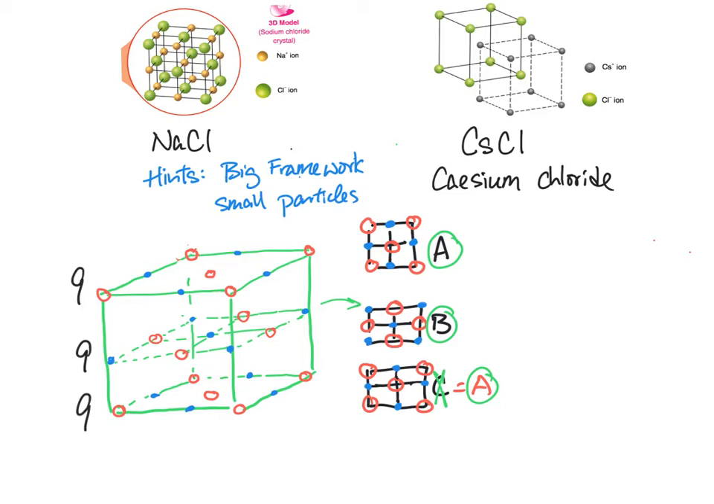Remember the framework, the green frame, has to be large, while the particles you find inside will be small. The red one, the big one, is normally the anion. So this one is the chloride ion, while the small one is normally the cation. So this one can be the cation.